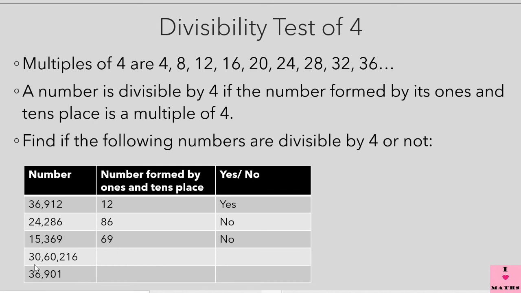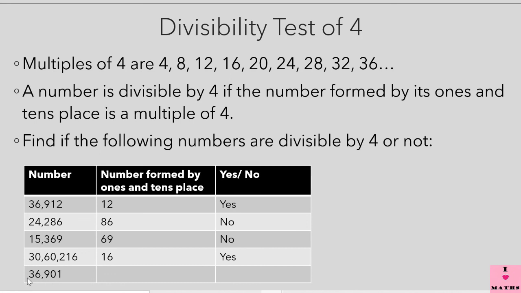Okay, still a bigger number. 30,60,216. Now we have to decide whether this number is divisible by 4 or not. So let us look at the last two digits. So the number formed by the last two digits is 16. 4 fours are 16. So 16 is a multiple of 4. So this number is also a multiple of 4.